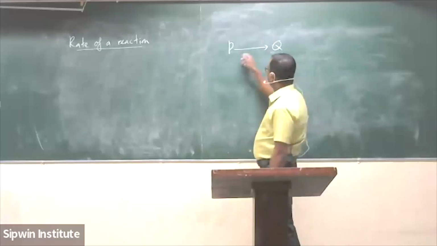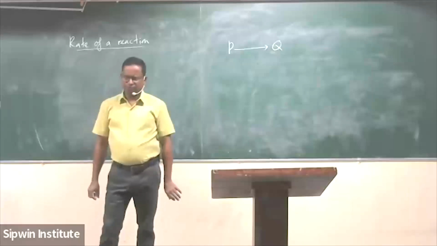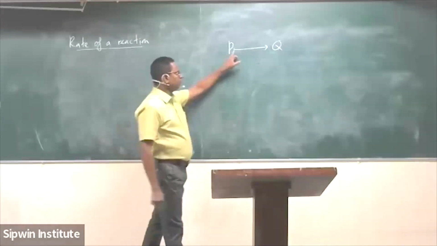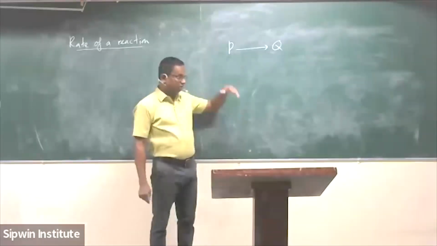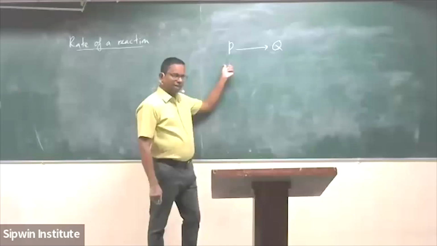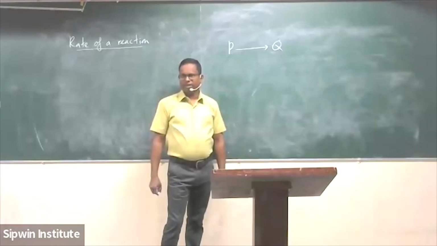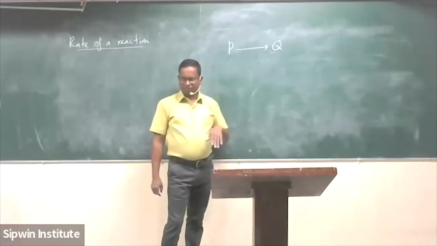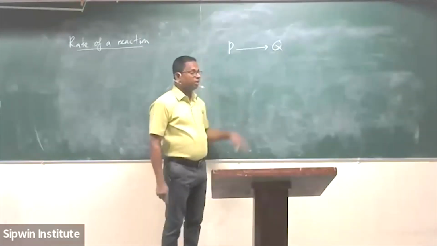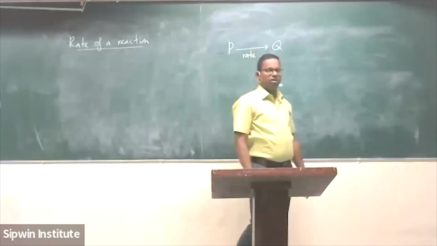Right? Reactants into products. Rate of the reaction. Now I can express the rate of the reaction in two different ways. When proceeding the reaction, reactants are consuming. At the beginning, I had say 10 moles of P. With the time, what happened? Amount of P decreasing. That means we can express the idea about the rate of this reaction as the reactant consuming rate.